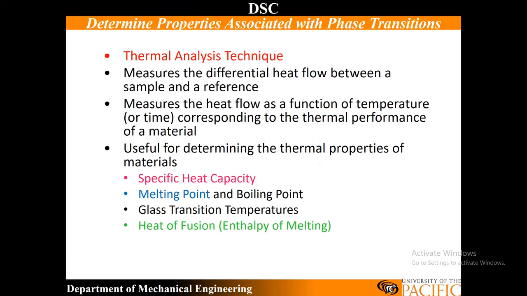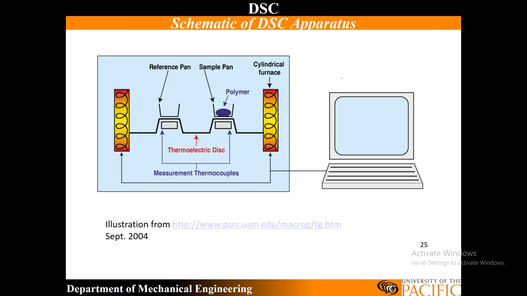DSC is differential scanning calorimetry. And we are going to measure the differential heat flow between a sample and a reference pan. So I have a sample pan and a reference pan. In my reference pan, you see there's nothing in here, no sample. It's just pure aluminum here. But in my sample pan, I have my material.